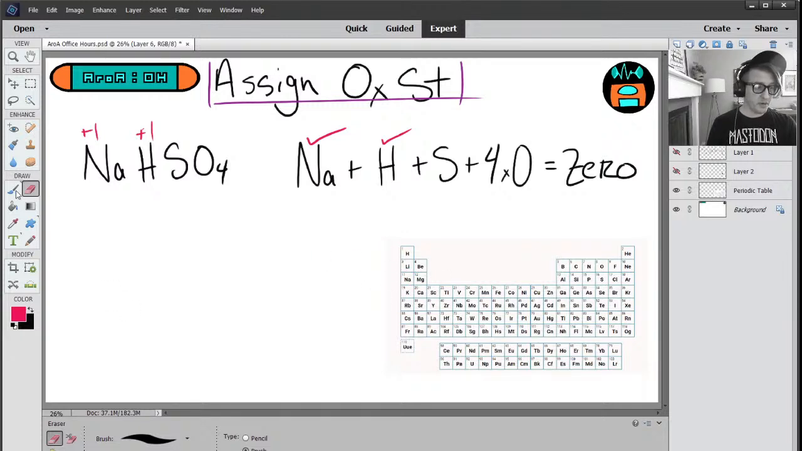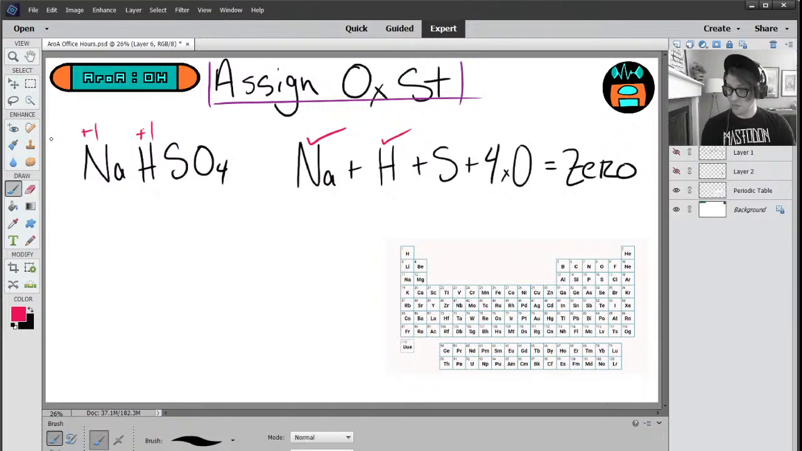We need to determine one of them. Now, this is where rule number 4 comes in, the last rule, the one you go to at the very end. When you have two elements, you're going to give the more electronegative element its regular ionic charge. If you look at the position of oxygen and sulfur on the periodic table, oxygen is higher, which makes it more electronegative. So we're going to give oxygen its regular ionic charge as its oxidation state.